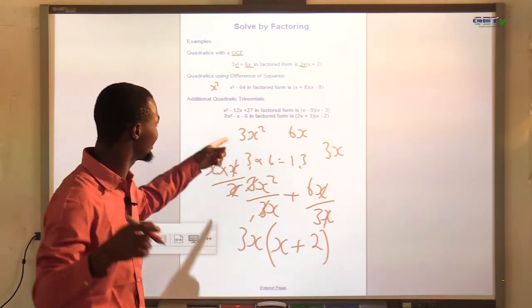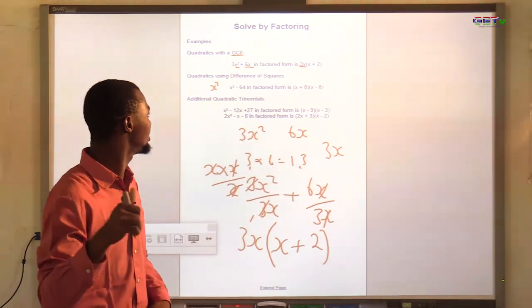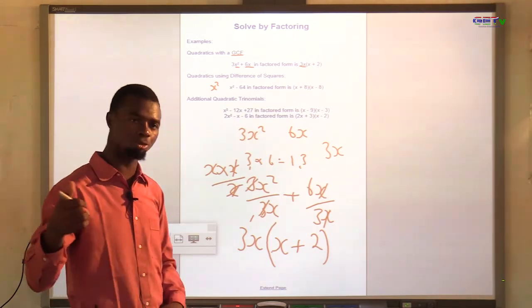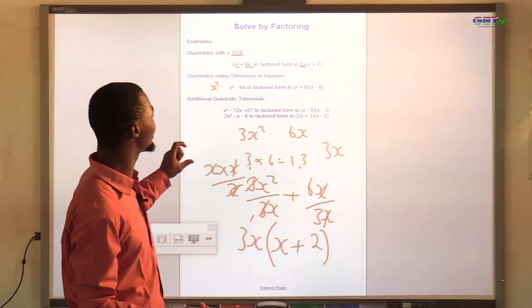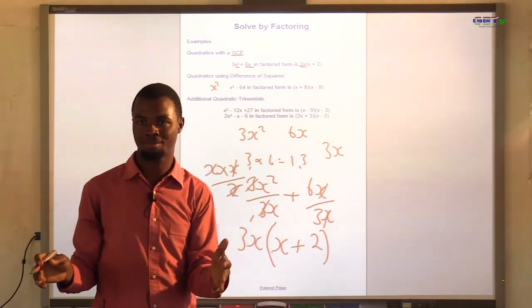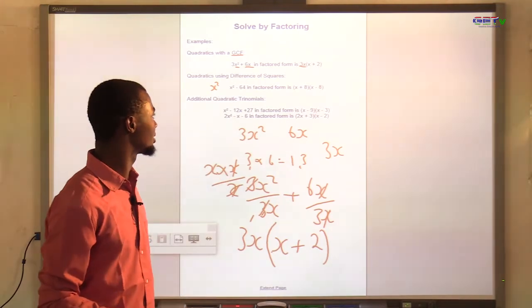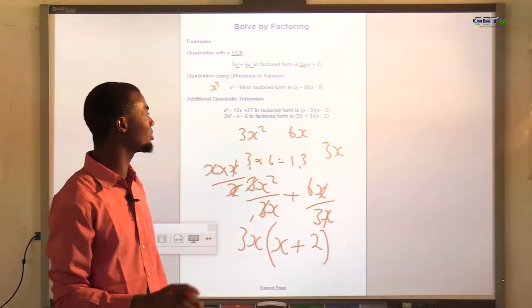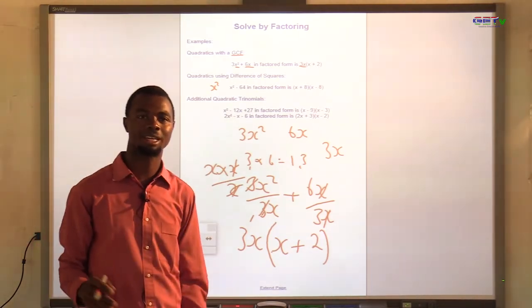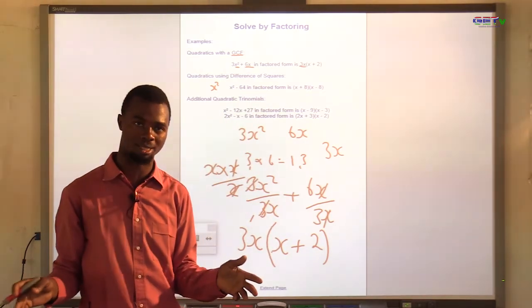Because if you remember in the tips, we have HCF. And we also have difference of quadratic using difference of 2 squares. And at the tips also, we have other special binomial products. Now, we'll go to the next one. That is x squared minus 64. X squared minus 64, as you see in the heading, is difference of squares.